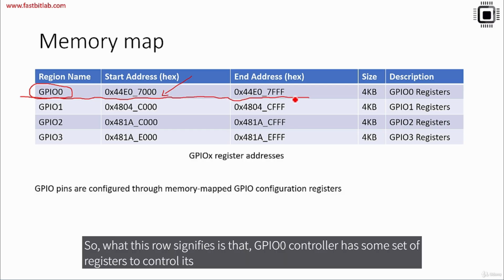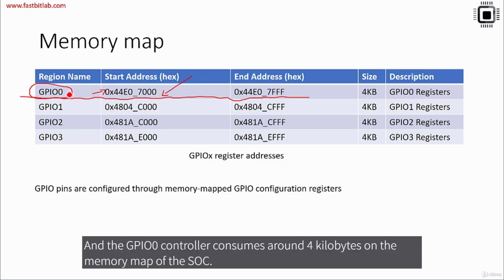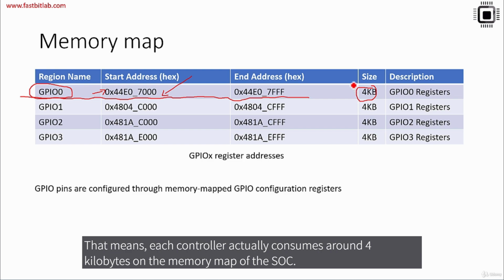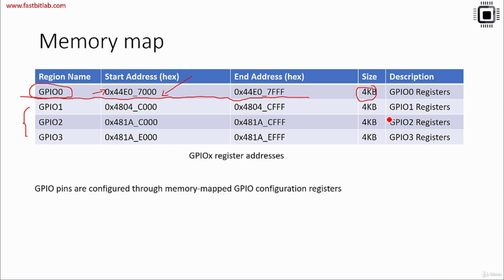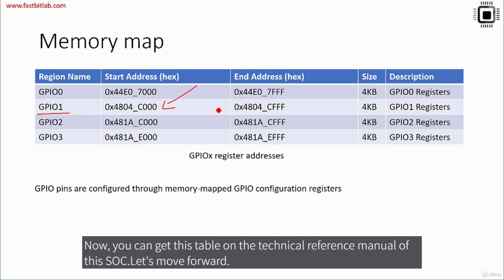So what this row signifies is that the GPIO 0 controller has a set of registers to control its GPIO pins, and the base address of its register set is this one on the memory map of the SoC. And the GPIO 0 controller consumes around 4 kilobytes on the memory map of the SoC. That means each controller consumes around 4 kilobytes on the memory map. So this is the base address of the configuration registers of the GPIO 1 controller, like that. Now you can get this table in the technical reference manual of this SoC.